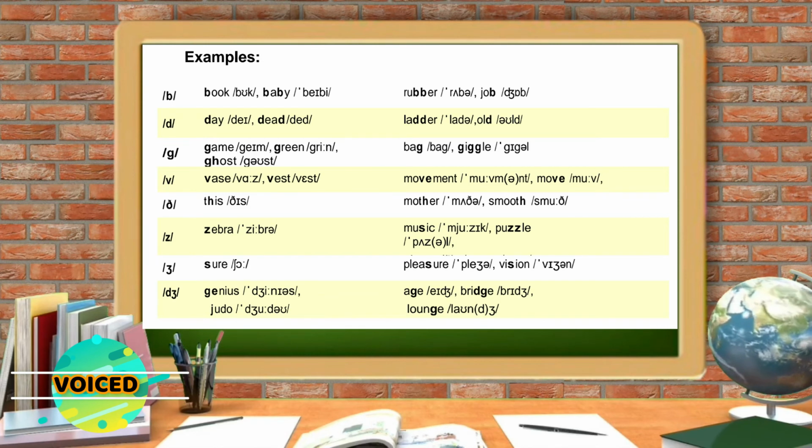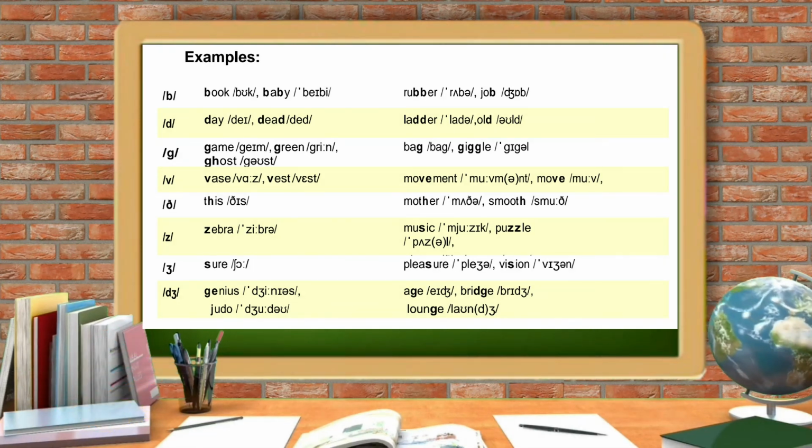Next, V for face, fast, movement, and move. Next, th for this, mother, and smooth. Next, Z for zebra, music, and puzzle. Next, zh for sewer, pleasure, and vision. J for genius, judo, age, bridge, and lunch.